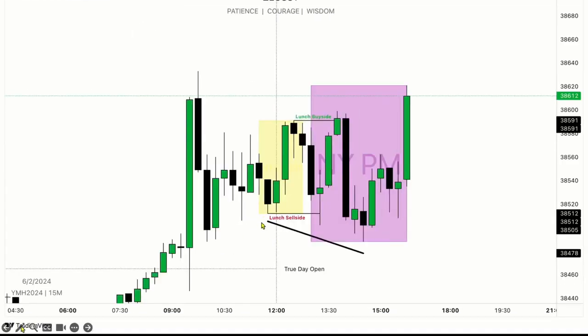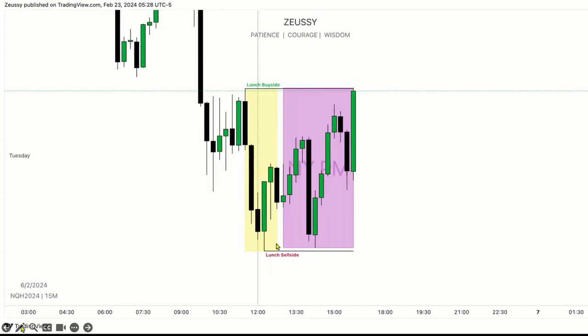Here we can see the Dow Jones, and the Dow Jones created lower lows right here, whilst Nasdaq created higher lows, and this confirmed the delivery that was likely to occur on Nasdaq to draw towards the large buy side liquidity.